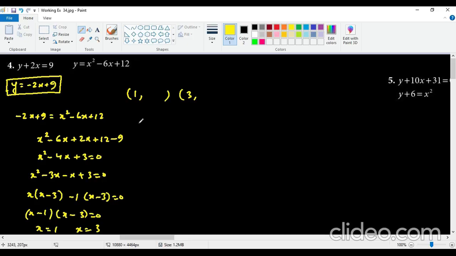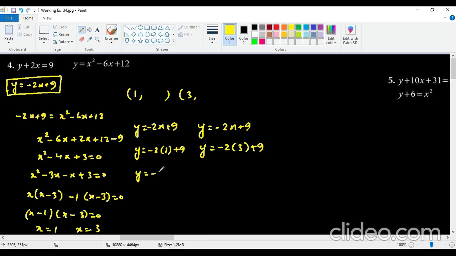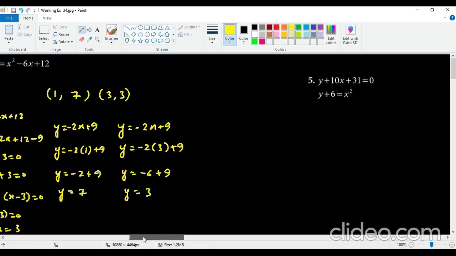Now we find out the value of y. Y equals minus 2x plus 9. I will write this two times. Y equals minus 2x plus 9. First I will put a 1. Y equals minus 2 times 1 plus 9, and y equals minus 2 times 3 plus 9. First I'm using the value of 1, second I'm using the value of 3. So y equals minus 2 plus 9 and y equals minus 6 plus 9. So this gives us a 7. 7 will come over here, and y equals plus 3. This 3 will come here. So these are the 2 points where these two lines are going to be meeting.